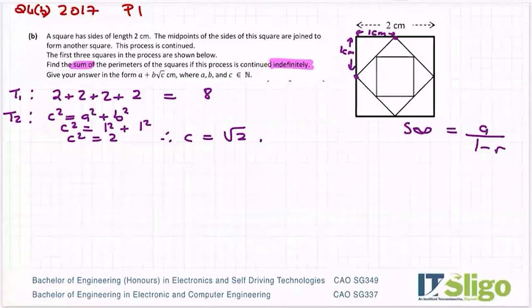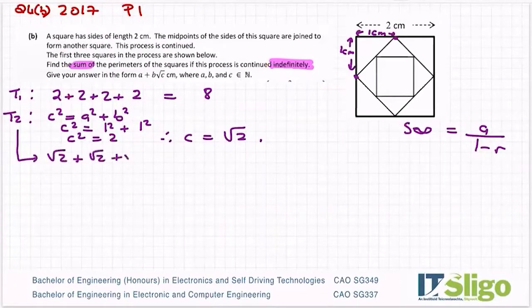So my second term, T2, then is root 2 plus root 2 plus root 2 plus root 2, because each of these sides then, because it's a square, each of them is root 2. So that is 4 root 2. And of course, you can work out T3 if you wish, but you don't have to.